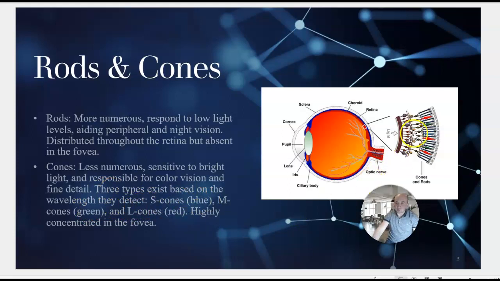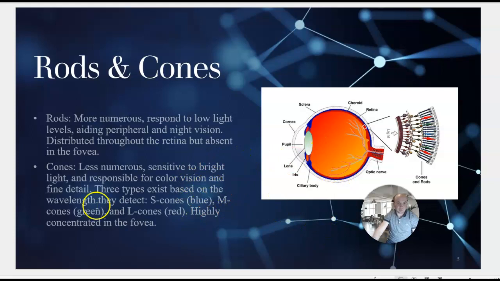So you have your S cones, which are blue, right in here. Your M cones, which are green, here. And then you have your L cones, which are red, right here. These are highly concentrated in the fovea. Okay, so the fovea is right at the back of the eye, right here. Retina here, like I said.